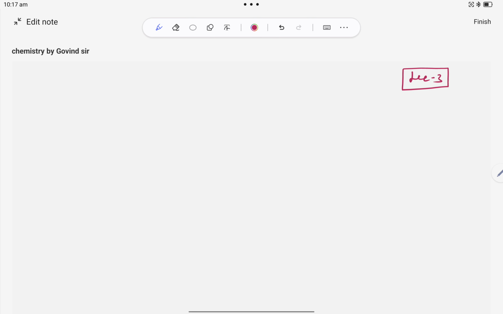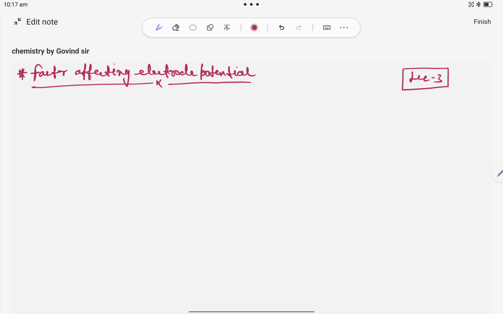So focus on it. The first topic is factors affecting electrode potential. I am not very sure about the spellings, so sometimes you have to check. The concept will be 100% okay.